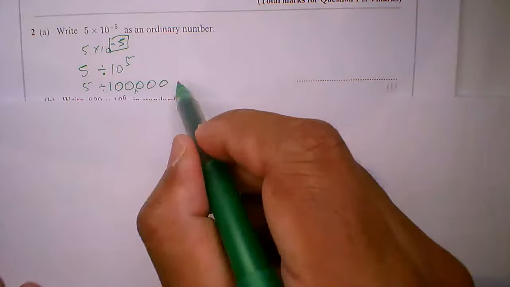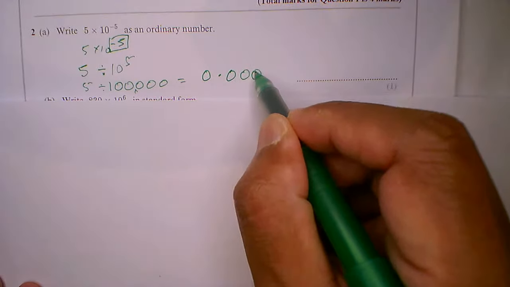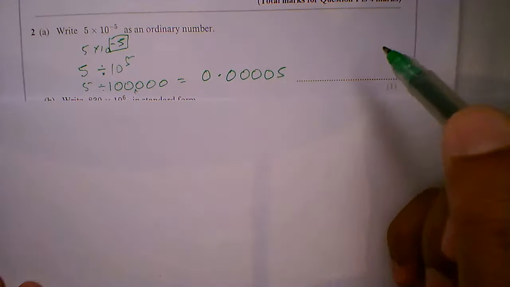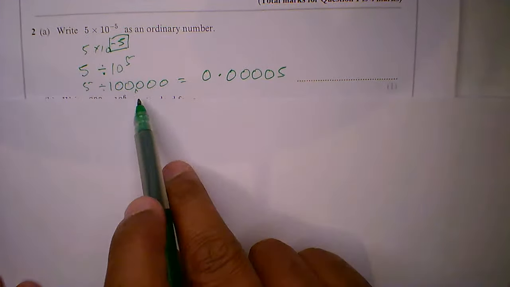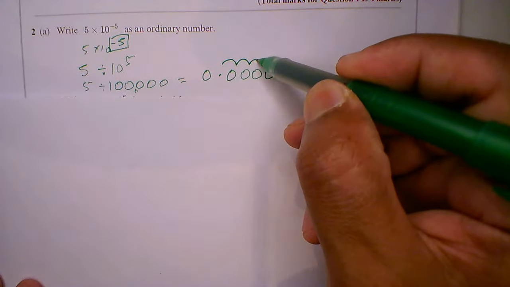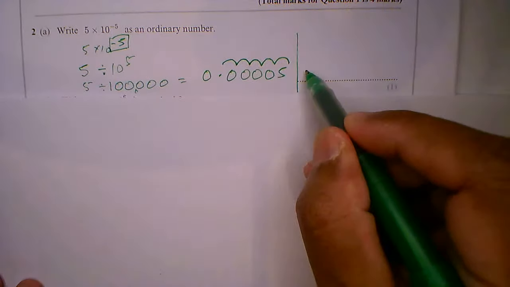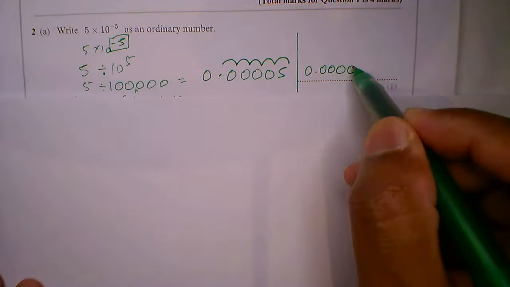So if we do that, that gives us 0.00005. And you can also check by counting 5 place values: 1, 2, 3, 4, 5 place values. Okay, so I hope that's clear.